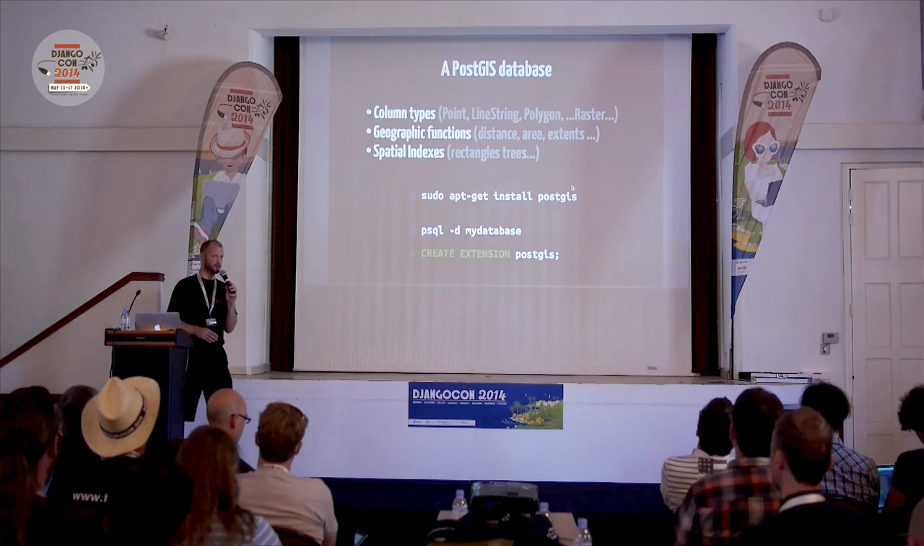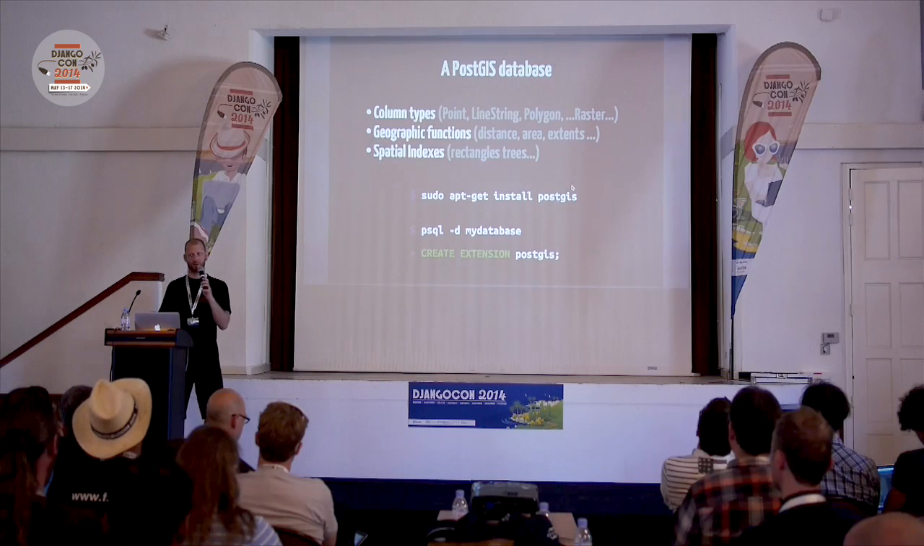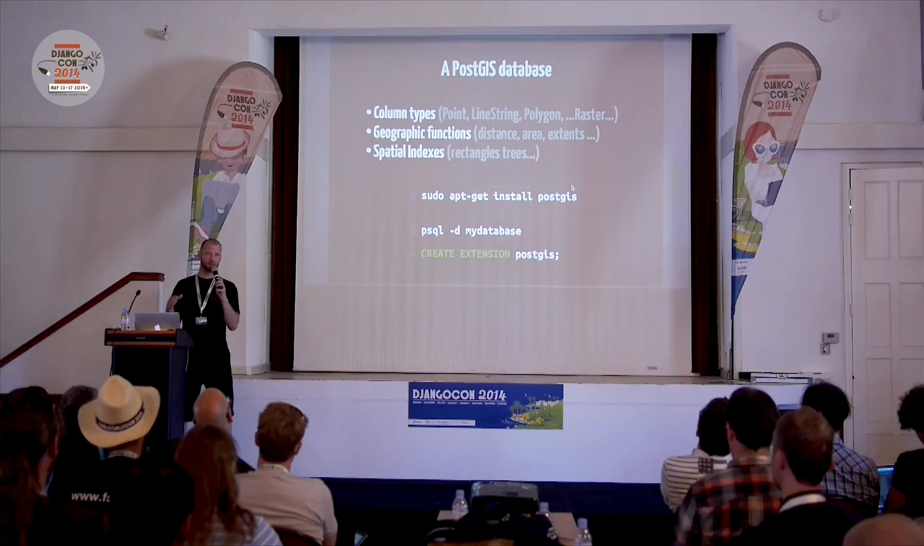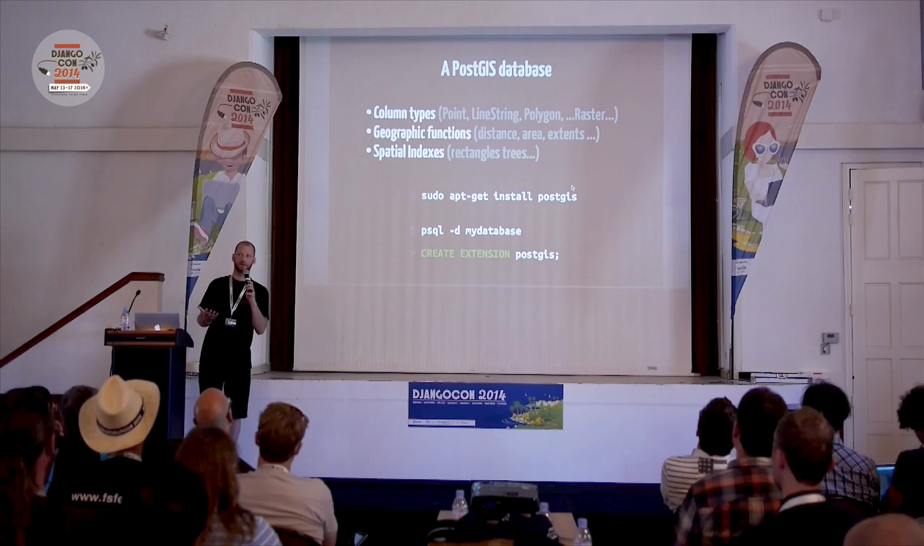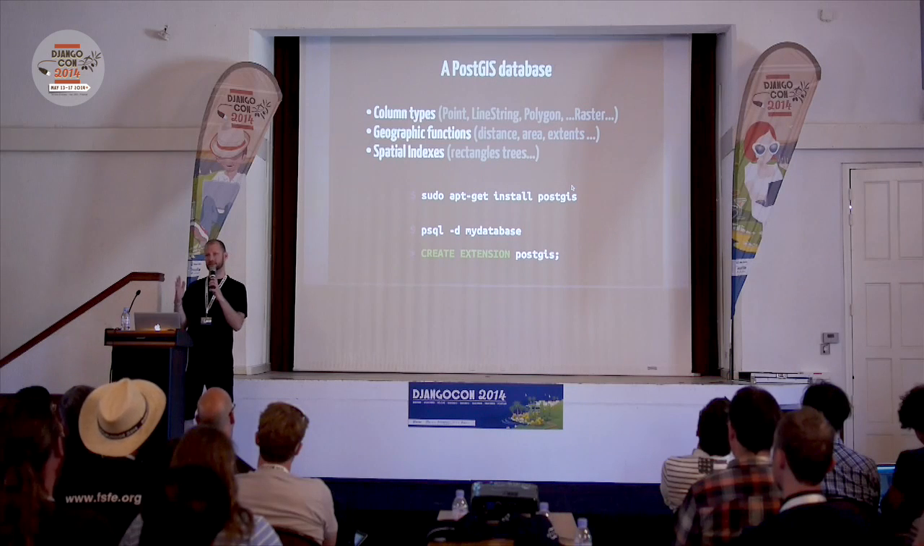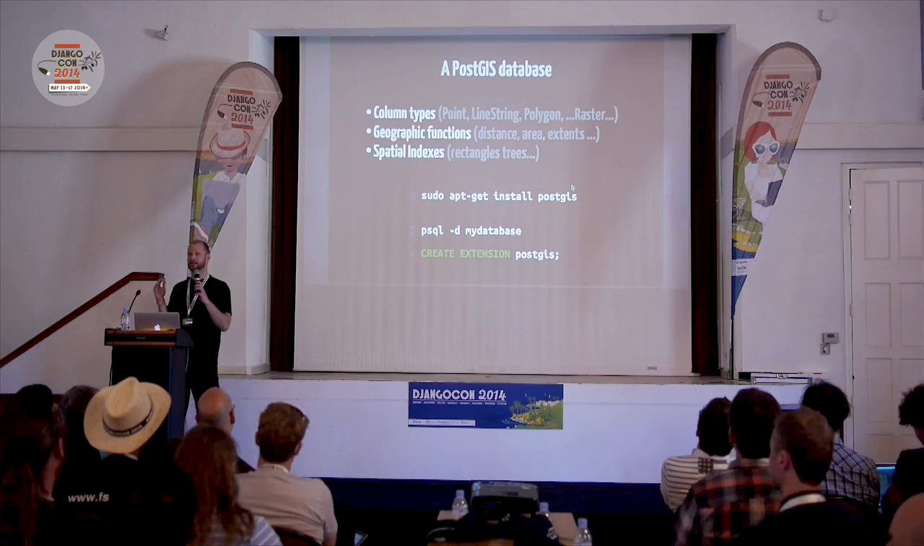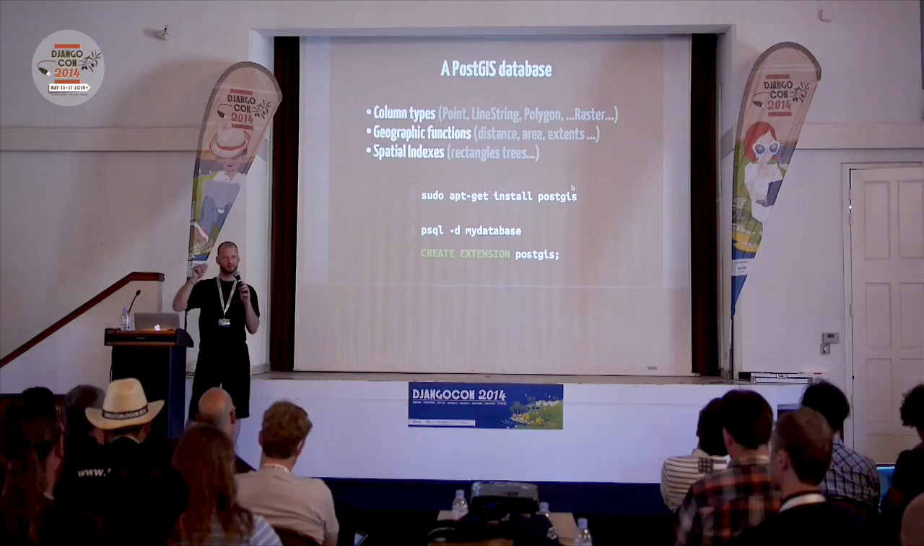Spatial indexes are very important because spatial operations are costly. So spatial indexes will allow you to reduce the data set you're working on, and they are using trees of rectangles to reduce the extent of the map of the data set, and work on a small data set that is confined in this rectangle.